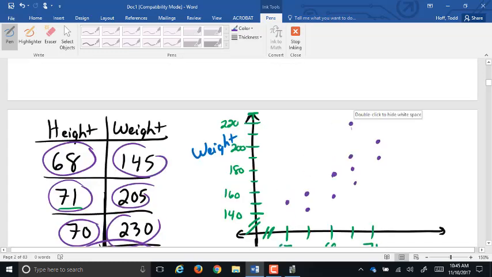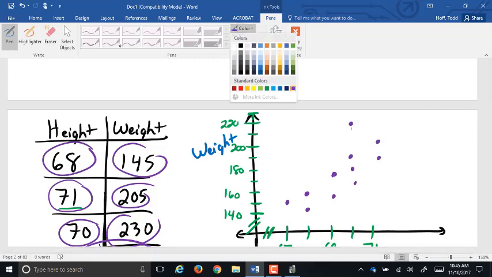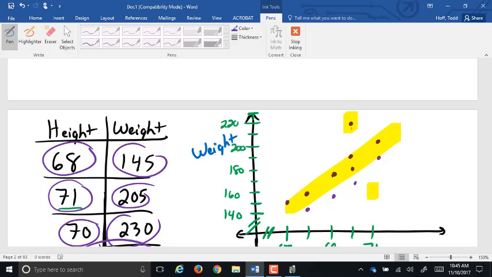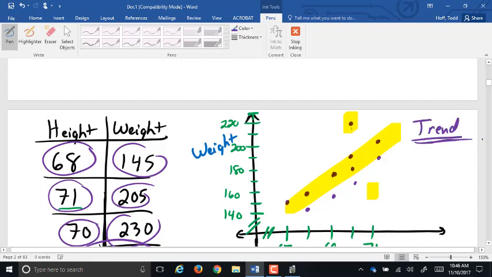If you look at it, you can almost imagine that as you move from left to right, as the height gets larger, the weight gets larger. Now, it's not perfect. You can see there's points out here. There may end up being points way down here, somebody who's really thin. But in general, as I said, as the height gets larger, the weight gets larger. And that is what we refer to as a trend on our graph.